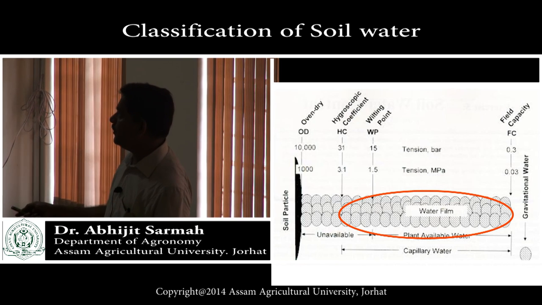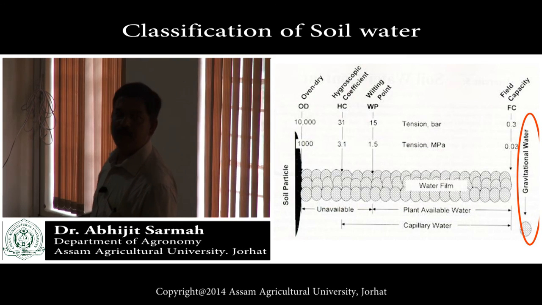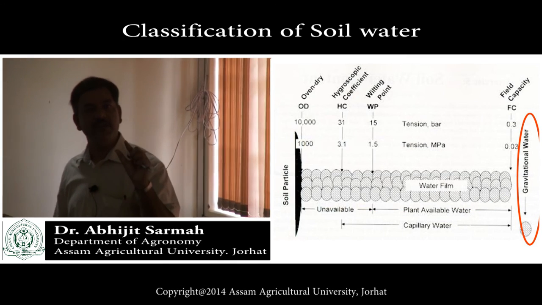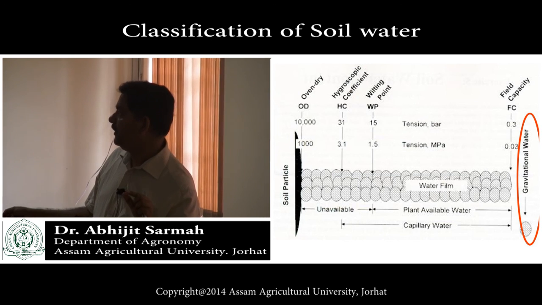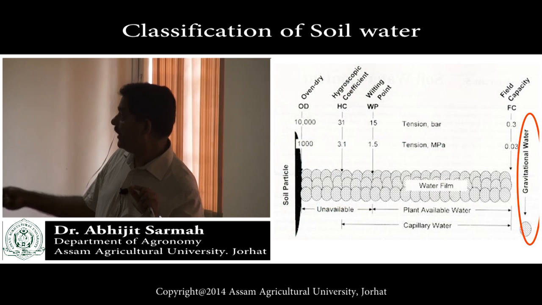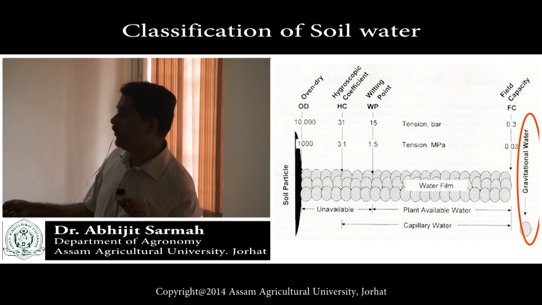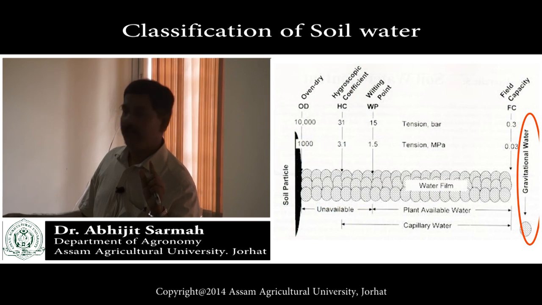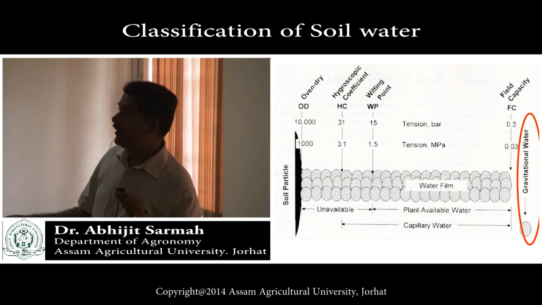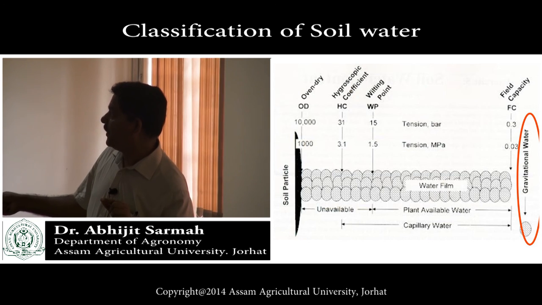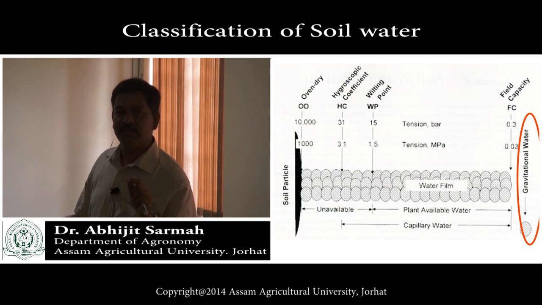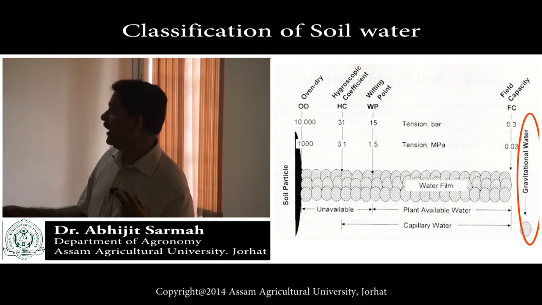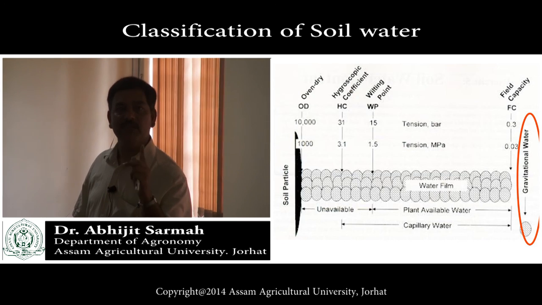So after 2 to 3 days, what will happen? The entire water present in the macropores will be drained away. When the entire water is drained away, no more water will be drained by gravity. The entire water will be retained here. At that point, the water content is called field capacity. Now the water present here will again go away due to evaporation and transpiration. After some time, when it reaches a tension of 15 bar, the plant will show permanent wilting.